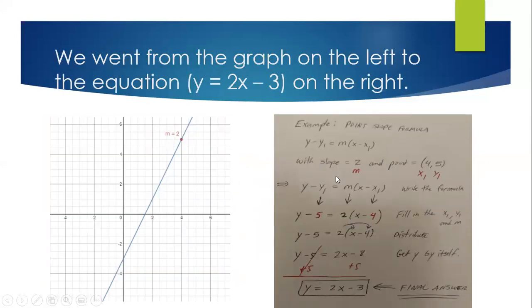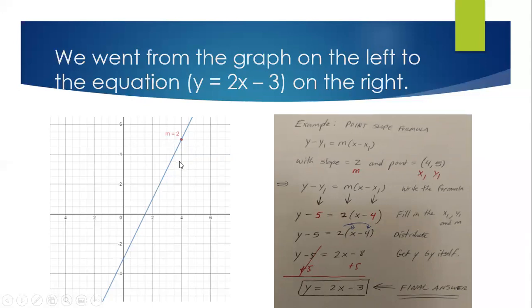So, to recap, in our final example, we had a line that had a slope of 2, right? M equals 2, and a point 4, 5. It has a slope of 2 and a point 4, 5, and we took those two pieces of information and used them to figure out what it looks like as an equation.